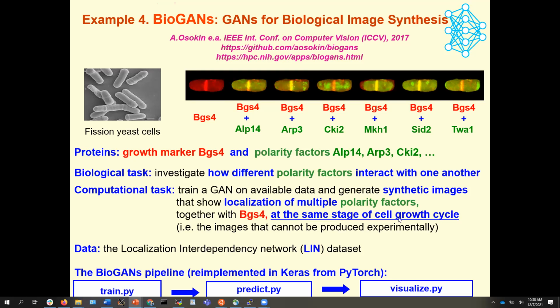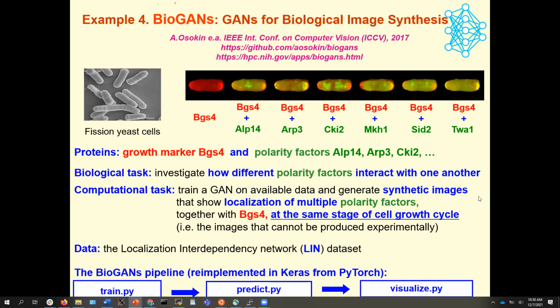In other words, we would like the model to output a synchronized distribution of the polarity factors, multiple polarity factors in one image, or maybe, in one picture. And that task cannot be performed experimentally. It can only be solved computationally.